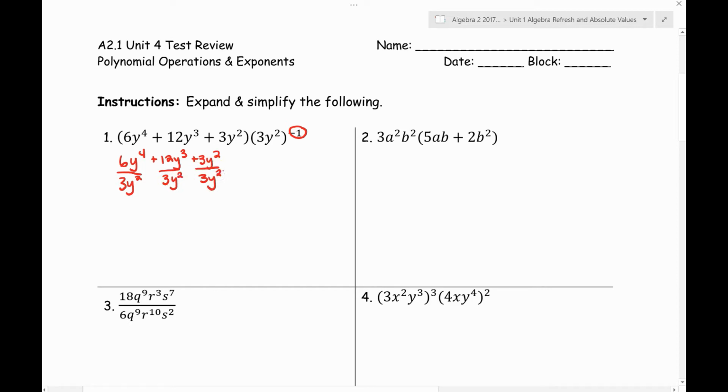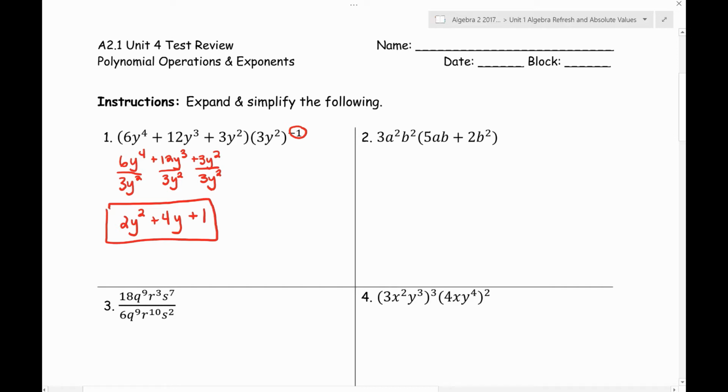And let's see how we divide 6y to the fourth divided by 3y squared. We get 2y squared plus 4y. 3y squared divided by 3y squared gives me 1. And I have simplified this polynomial. Okay, moving on to number 2.